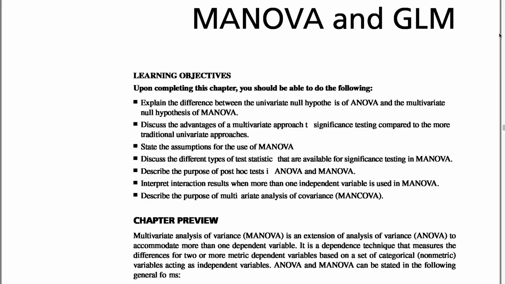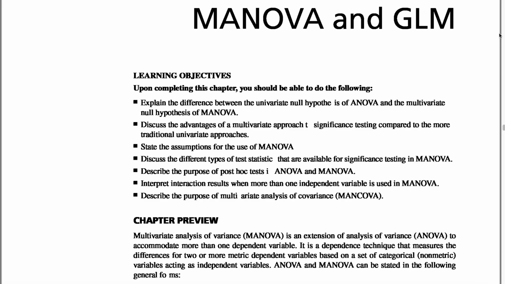Explain the difference between the univariate null hypothesis of ANOVA and the multivariate null hypothesis of MANOVA. Discuss the advantage of multivariate approaches to significance testing compared to the more traditional univariate approaches. State the assumptions for the use of MANOVA.